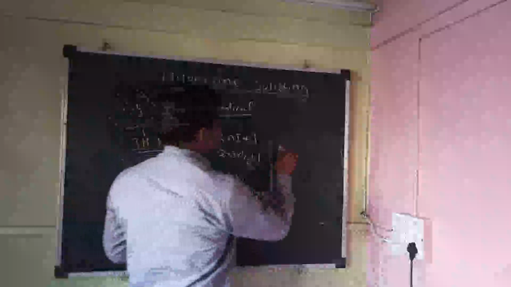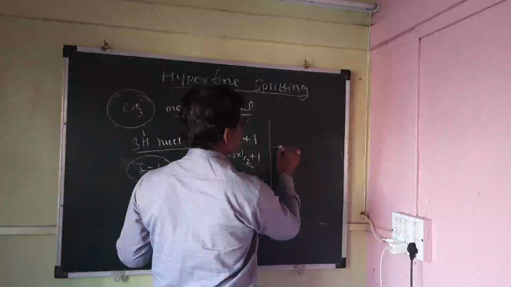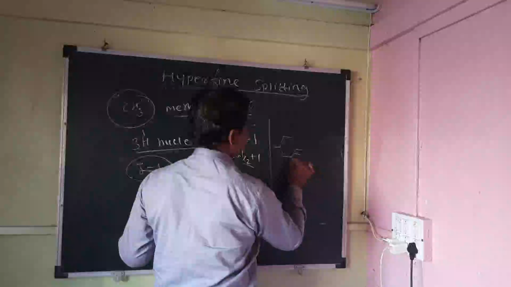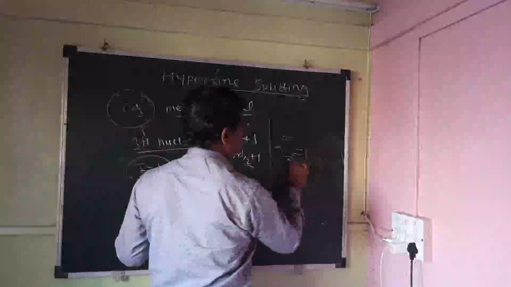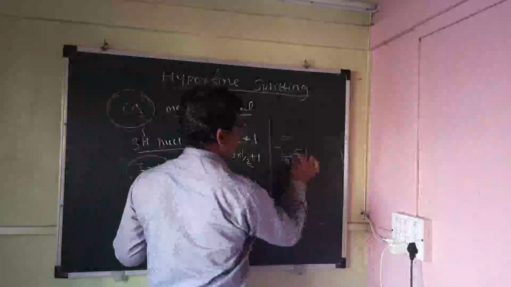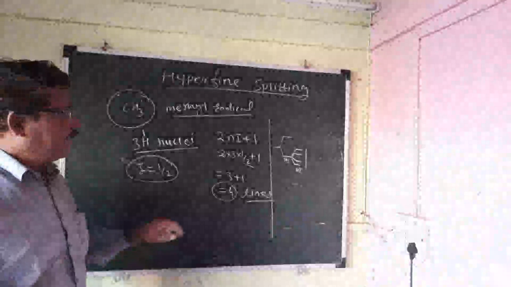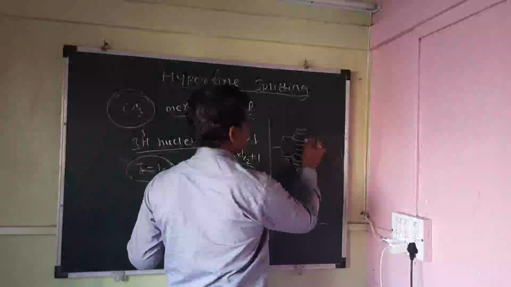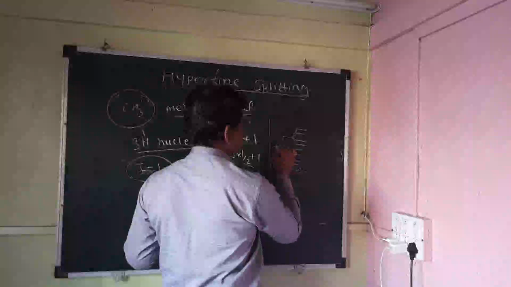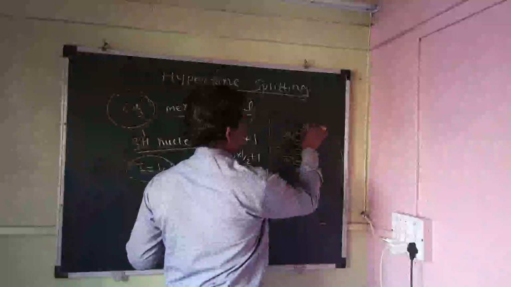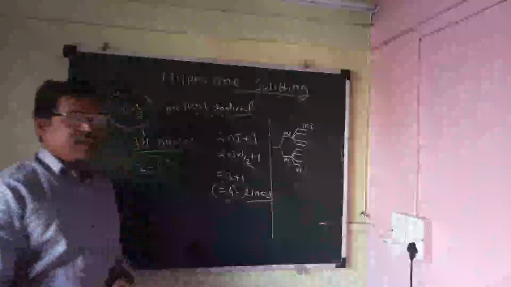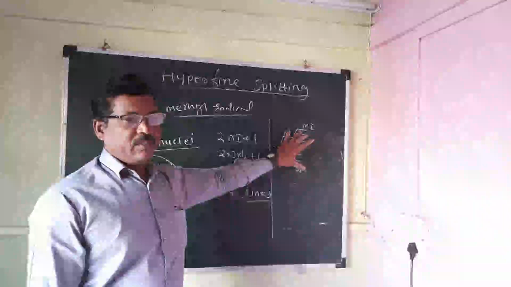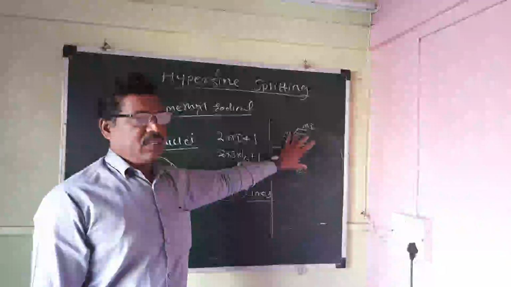Okay, these 4 lines come from MS and MI. Each line again gives 4 lines. This is MS and this is MI. Here the interaction takes place between MS and MI, and this interaction between the spin of the electron and the spin of the nucleus is known as the hyperfine splitting.